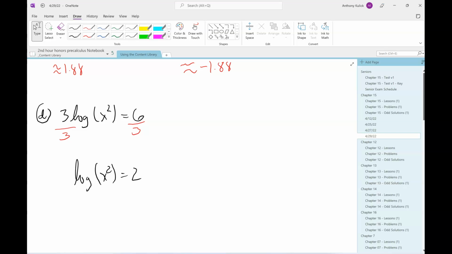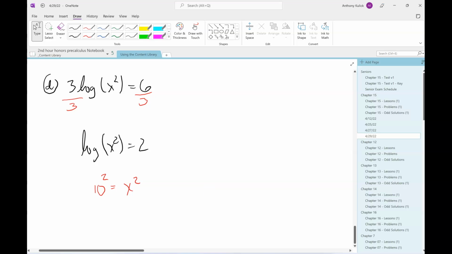Instead, let's just convert this to the exponential form. So I can say b to the solution is equal to the argument of the logarithm. What's x? Now, hold on. Let's be careful here. Plus or minus 10. Why the plus or minus? Square roots.